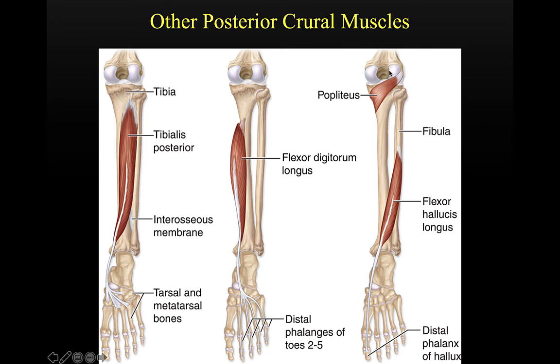We also have a fun muscle up here in the back of the knee called the popliteus. Remember that popliteal refers to the back of the knee. And in this case, it crosses from the lateral side over to the medial side, and it can twist the knee a little bit. This allows us to lock our knees so that we can kind of conserve energy and then use the popliteus here to unlock the knees.